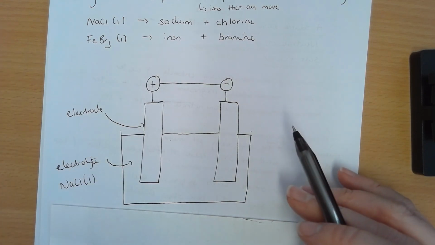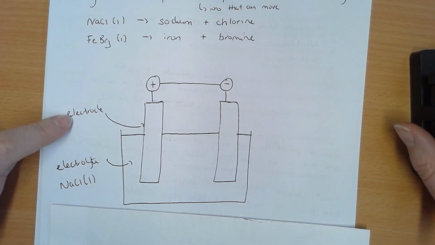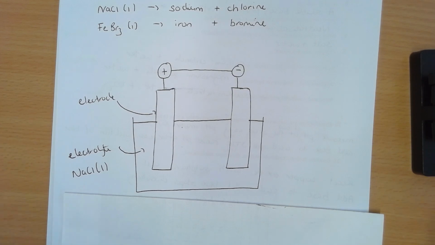I'll talk a little bit more about how it does that in a second, but that's what it's going to do. Now, when we're looking at electrodes, you need to know what you can use as electrodes. And you can use a number of different materials as electrodes, as long as they fit the following 3 criteria.